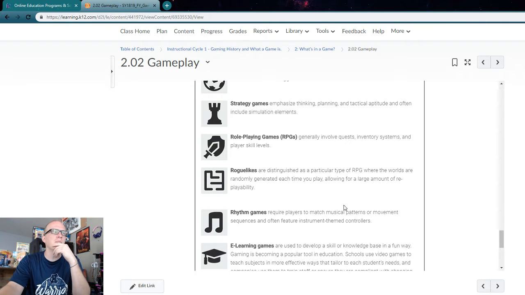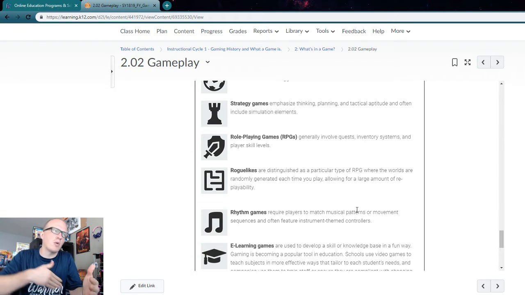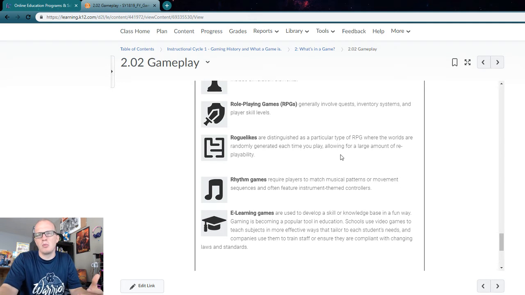Strategy games. When you're talking about strategy, don't just think about chess and checkers. That's strategy, but that's not what we're talking about. We're talking about like RTS, real-time strategy. So games that require some kind of planning before you play. Role-playing games, some of my favorite. It's kind of like a simulator, but for humans.